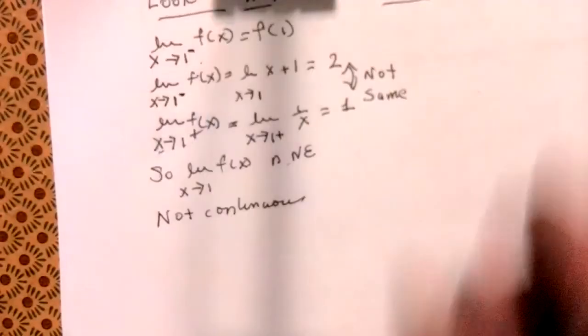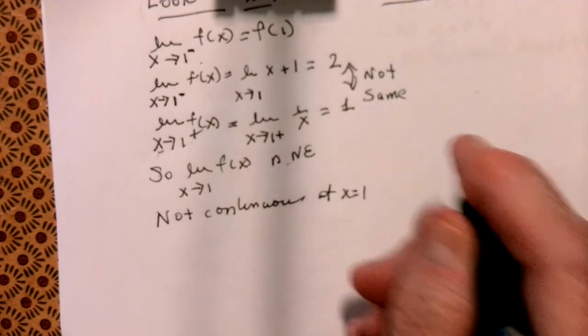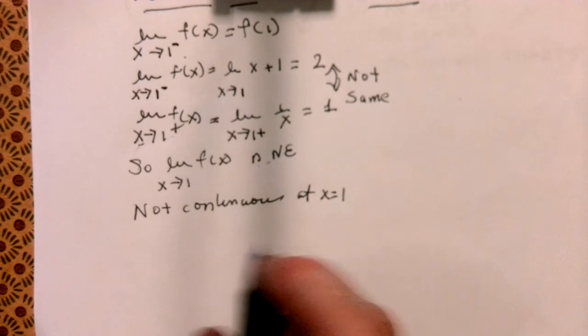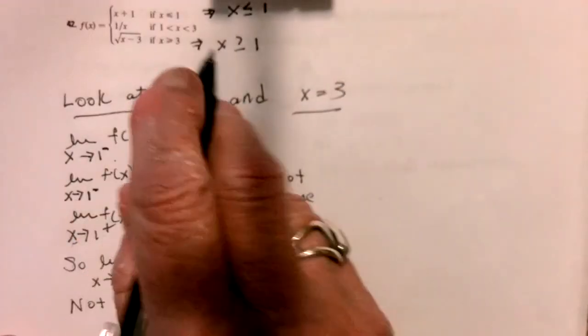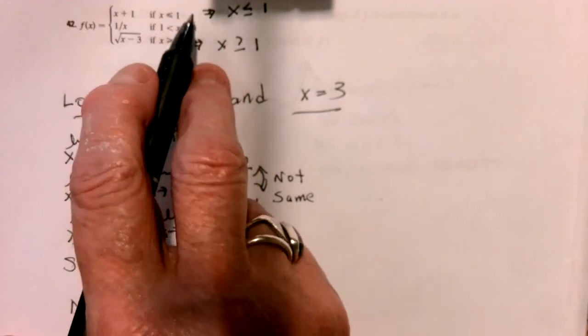So it's not continuous at x equal 1. We know that because the limit doesn't exist. Now, is it continuous from the left or the right? Well, if we look back up here, the way it's defined, because it's got the equal sign there, that means this piece would get the solid dot. So it's continuous from the left.